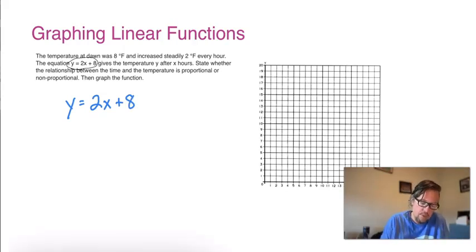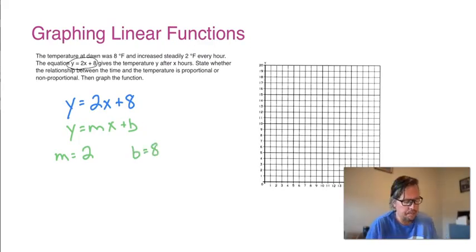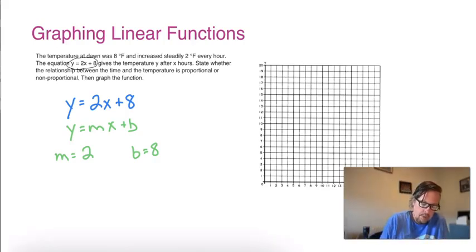slope-intercept form. It's written in the form y equals mx plus b, where m is our slope of 2, and our y-intercept, our b, is 8. So I know that this is going to be linear because it is written in slope-intercept form, and equations that can be written in slope-intercept form are linear. I also know that this is non-proportional.